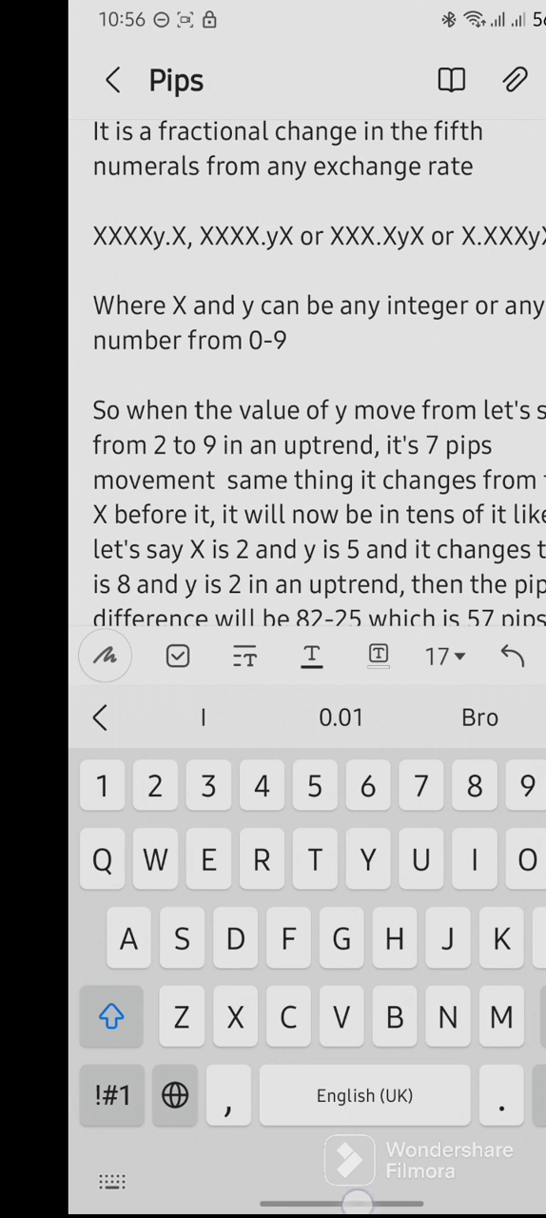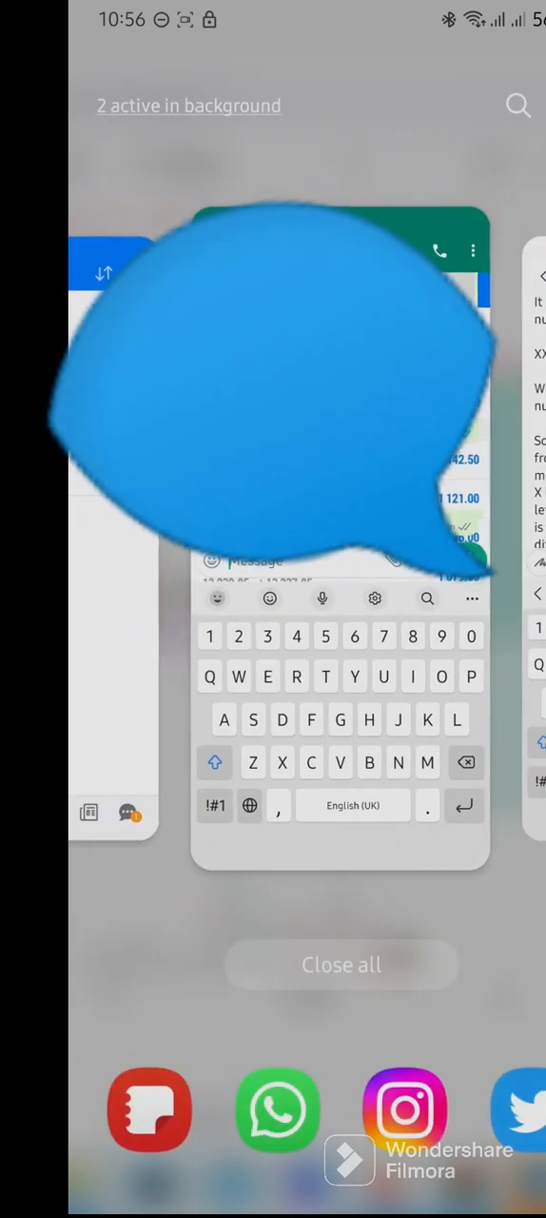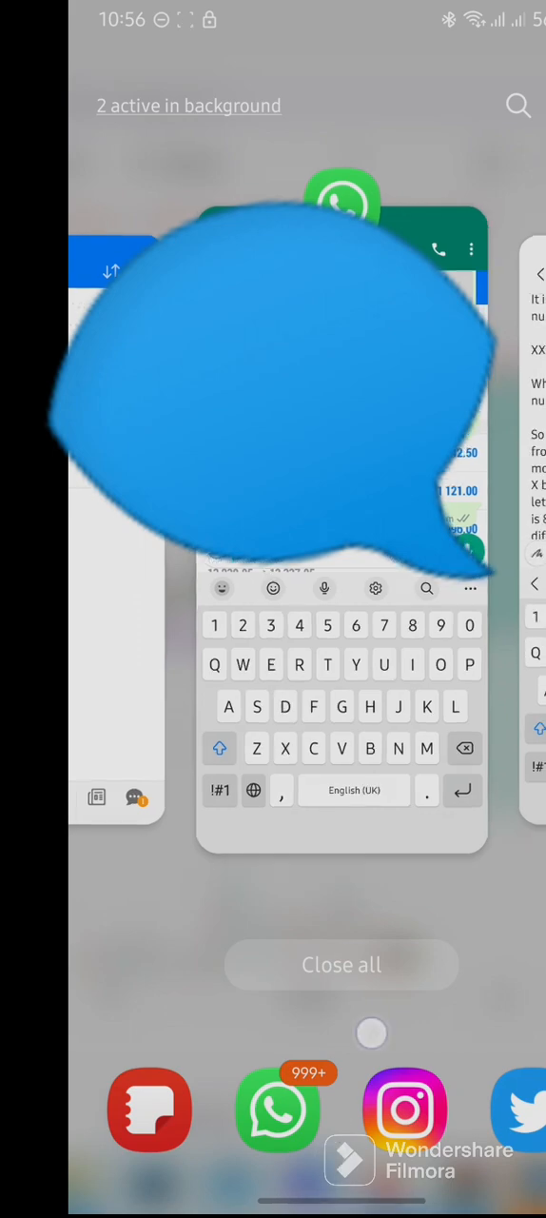Then let me show you how to do it on your MetaTrader 5. I will use MetaTrader 5 as an example.